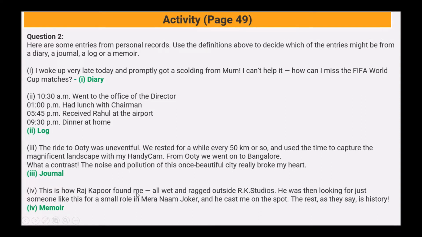"This is how Raj Kapoor found me, all wet and ragged outside RK Studios. He was then looking for just someone like this for a small role in Mera Naam Joker, and he cast me on the spot. The rest, as they say, is history." This is a memoir.